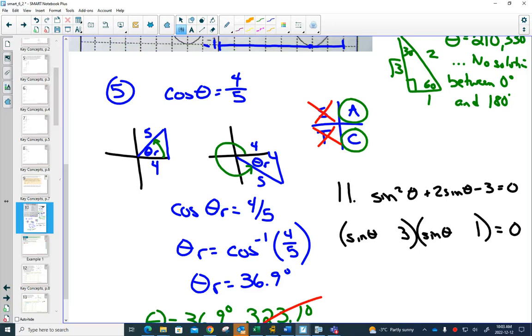Now to get a minus 3, one of them is going to be positive and one of them is going to be negative. And when we FOIL this out, we need plus 2 sine theta. So I would need that to be positive, so I have plus 3 sine theta, and this to be negative, so I'm subtracting 1 sine theta to give me plus 2 sine theta. Once it's factored, you would split it up. And here, you'd get sine theta equals -3. And here, you would get sine theta equals 1.